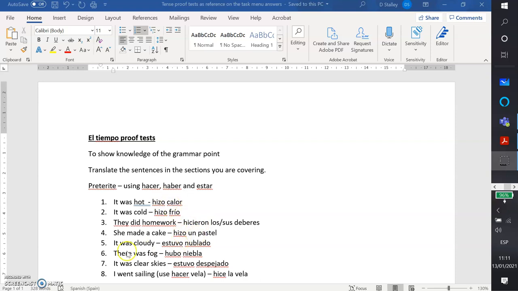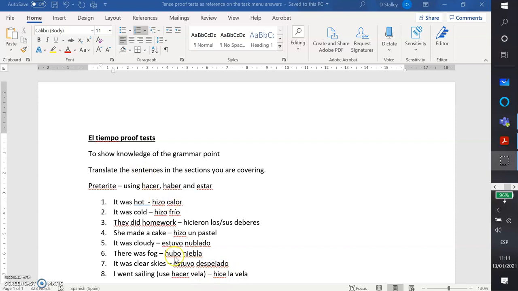on them, all right? It was cloudy, so for this one we use a different verb, estar, and again that's irregular, so that goes to estuvo nublado. There was fog, and this time we're using the verb haber, so hubo niebla. It was clear skies. This goes back to the one like cloudy, so you use estar for this one, so estuvo despejado.